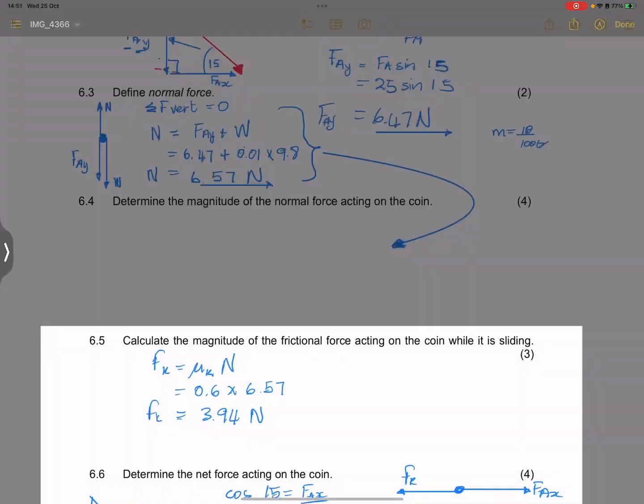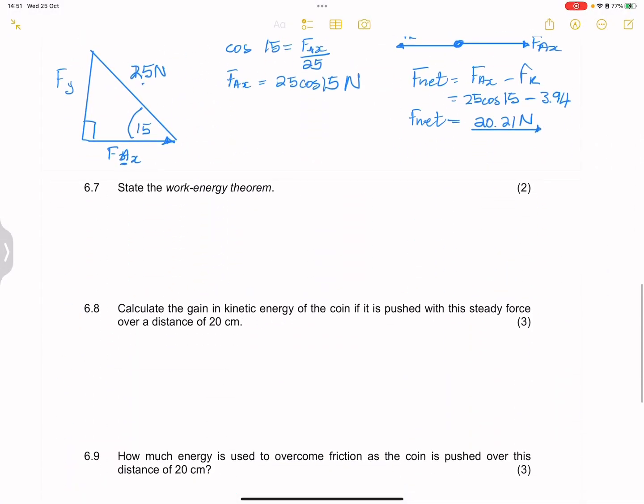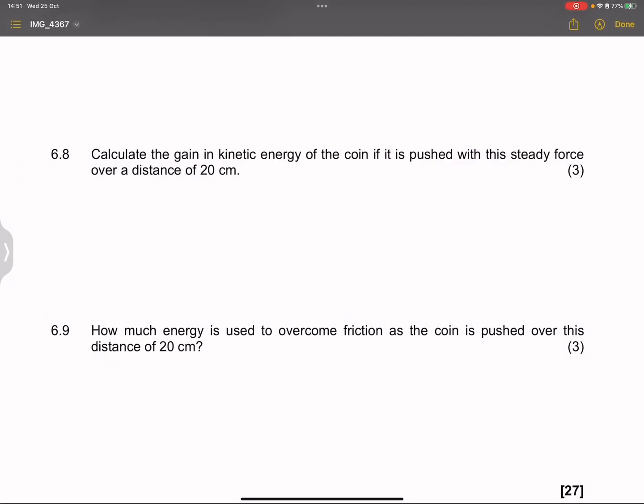Right, next question. They say state the work energy theorem. Okay, remember, we simply say that the net work done on an object is equal to the change in its kinetic energy, right? So the next question, they say calculate the gain in kinetic energy of the coin, right, as it is pushed with a steady force over a distance of 20 centimeters, right?